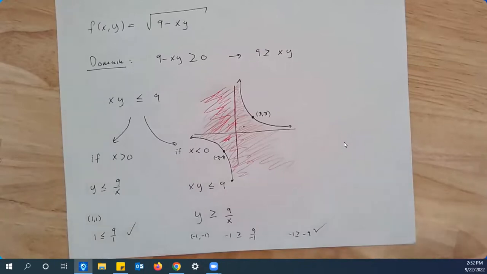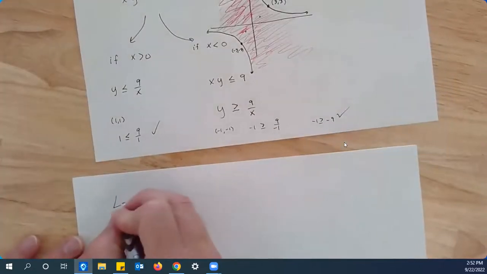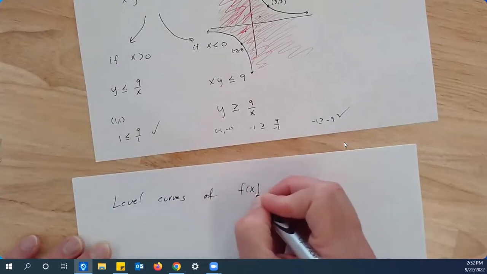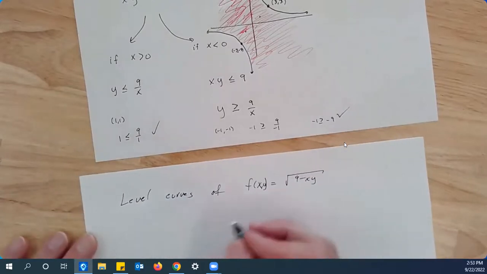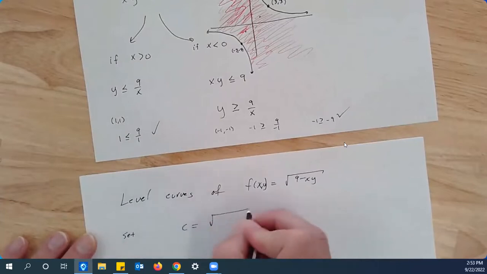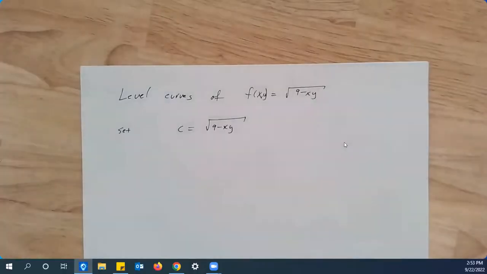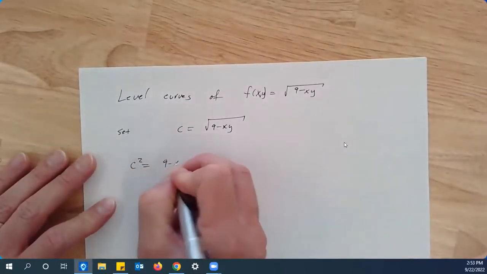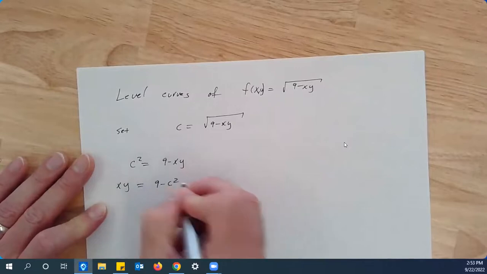Okay, so the level curves of this. This is where, again, you're going to say, well, set your thing equal to c. So set c equal to the square root of 9 minus xy. And since I don't see an x squared plus y squared kind of deal, that's where I'm going to solve for y. So I'm going to square both sides, add xy to the left, subtract c squared to the right, and then divide both sides by x.